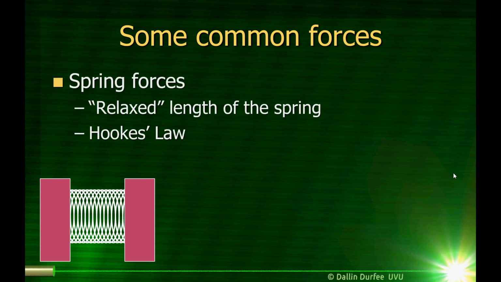And spring forces. So if I have something that's springy, like a spring or a piece of rubber, it has a natural relaxed length. If you're not squishing it or playing with it, it just wants to be a certain size. And then Hooke's law tells us the force that this springy object creates if we move it from that relaxed length. And Hooke's law says that force is minus kx. k is a constant for the spring. It's known as the spring constant.